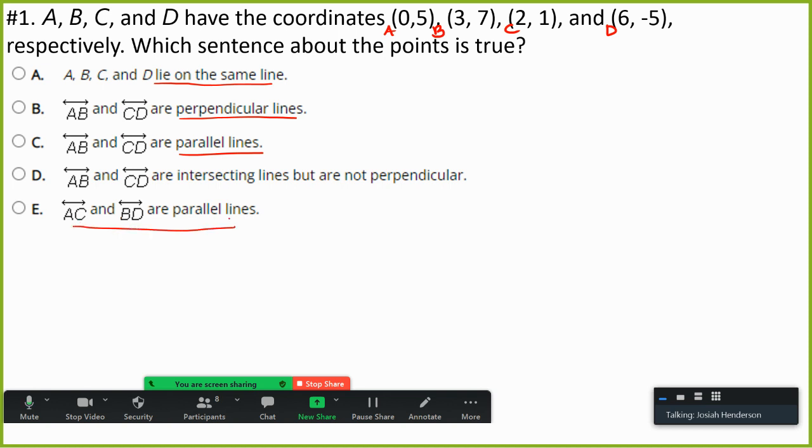Interesting. Since all the options are about parallel or perpendicular, let's start by finding the slope of AB and CD, because most of the options deal with the lines between those points. So we're going to group together the AB points and the CD points, and find their slopes. If they have equal slopes, they're parallel. If they have opposite reciprocal slopes, they're perpendicular. And that might help us jump right to the answer.